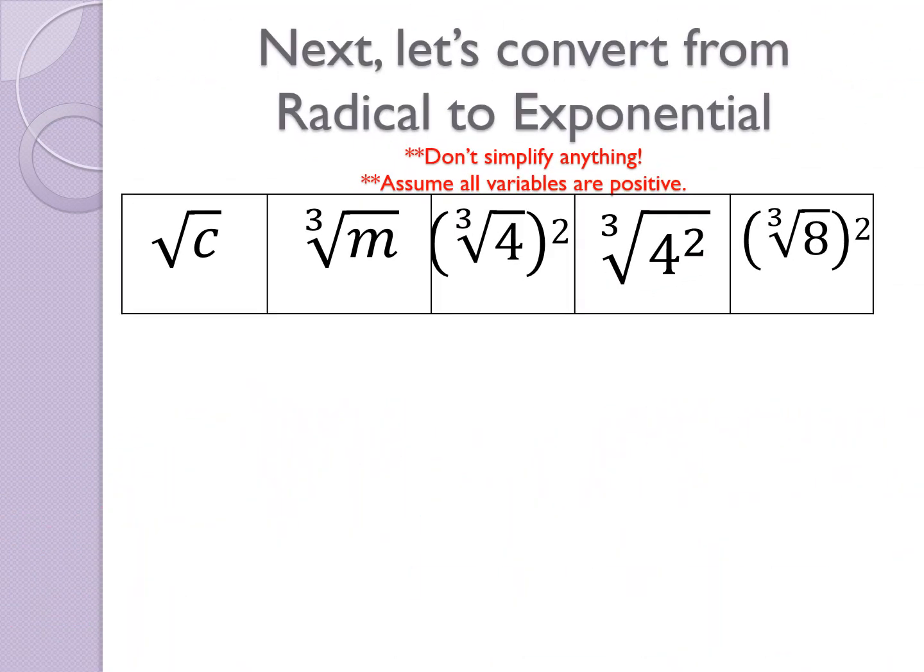All right, so in those previous examples, we were going from rational exponent to radical. Now we're going to go the other way. We're going to go from radical back to rational. Don't simplify anything. All I want you to do is convert forms. So pause the video, convert these from radical to exponential form, and then hit play when you're ready to check your answers.